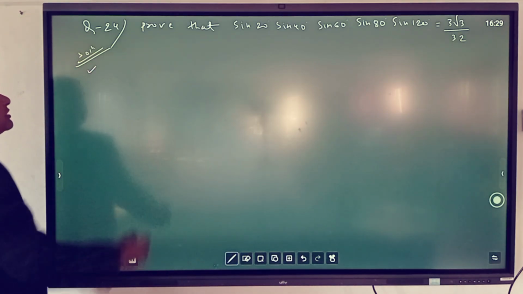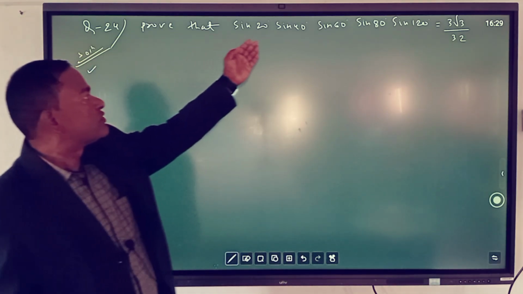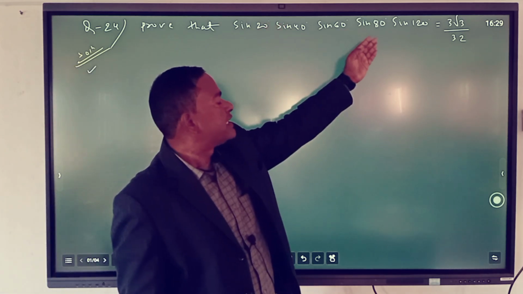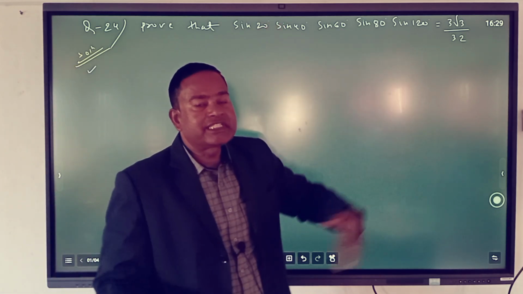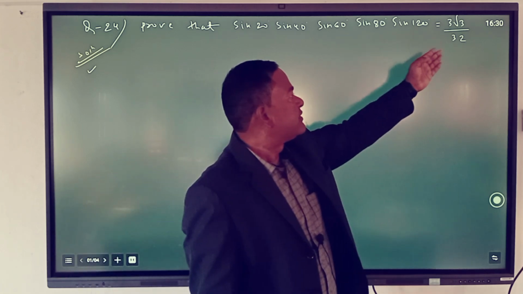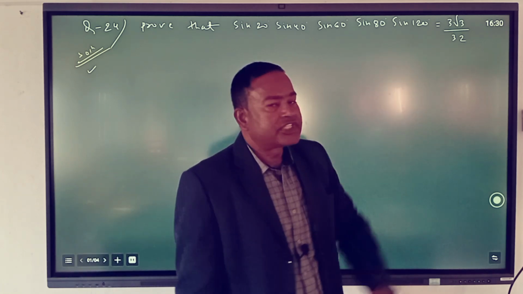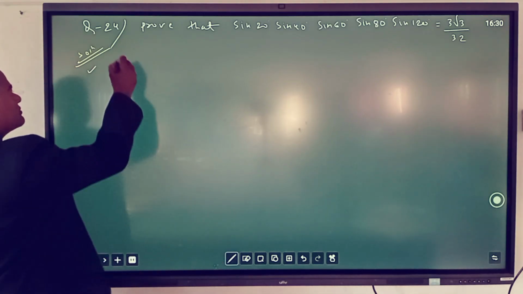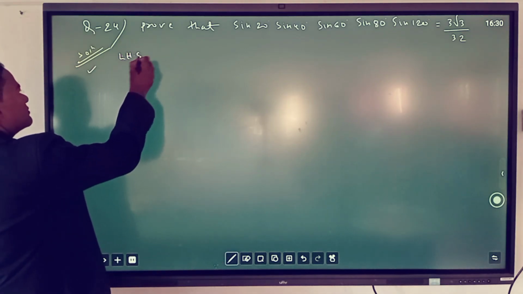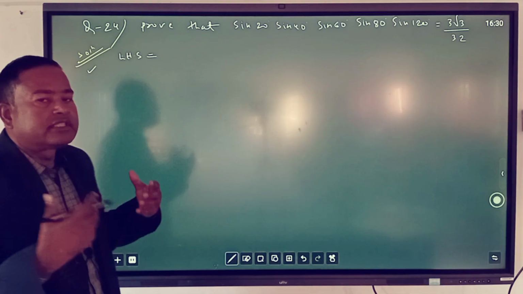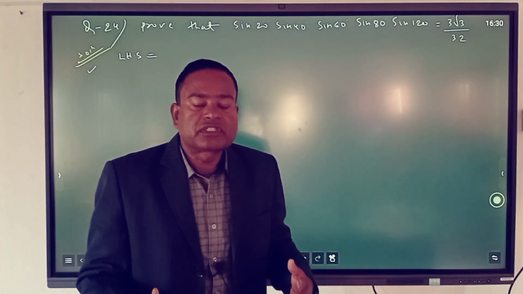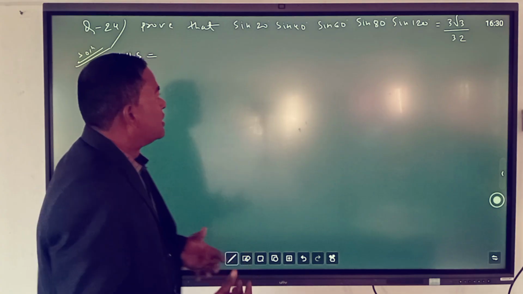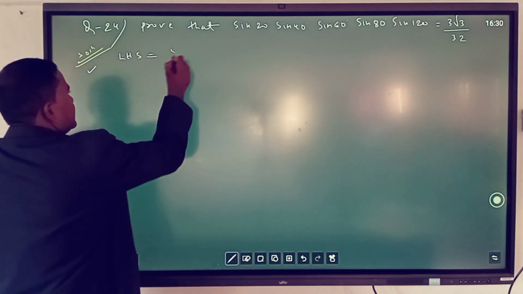Dear student, the question is: prove that sin 20 into sin 40 into sin 60 into sin 80 into sin 120 degree is equal to 3 root 3 divided by 32. So let's take LHS. Dear student, this problem is related to the transformation of trigonometric formula.